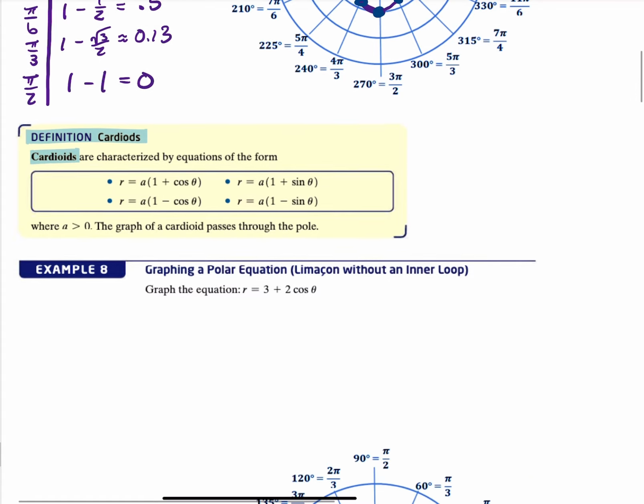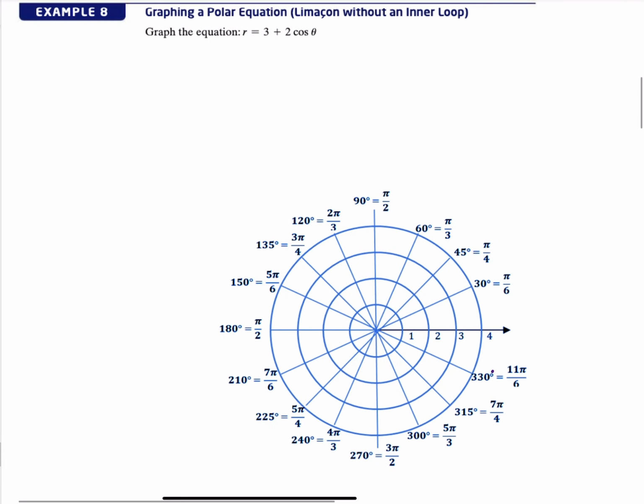All right, so let's keep going. Let's look at number 8. So now we have r equals 3 plus 2 times the cosine of theta. So this will look a little bit different from our last one. But let's take the same approach.